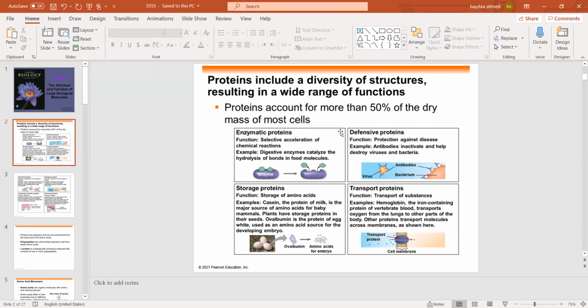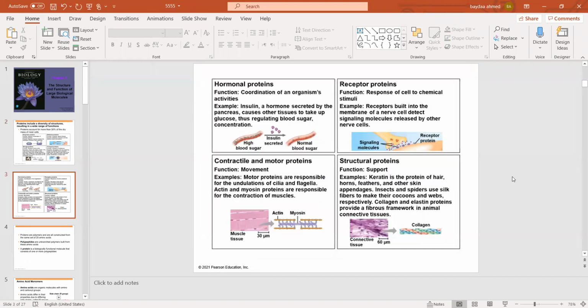Enzymatic proteins regulate metabolism by acting as catalysts, chemical agents, and you know that enzymes selectively speed up chemical reactions without being consumed in the reaction. You have these 8 flashcards talking about the function of proteins. Please read them and you will see the importance of proteins. You have 8 different functions for proteins.